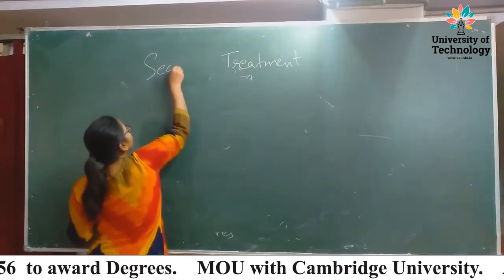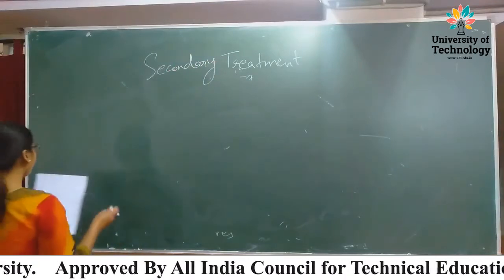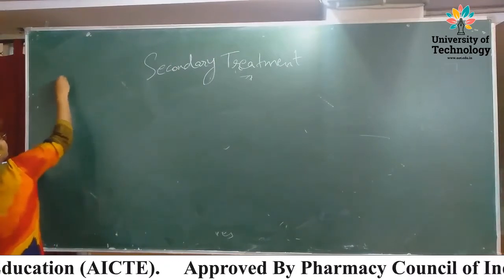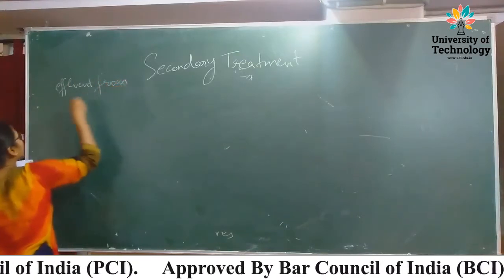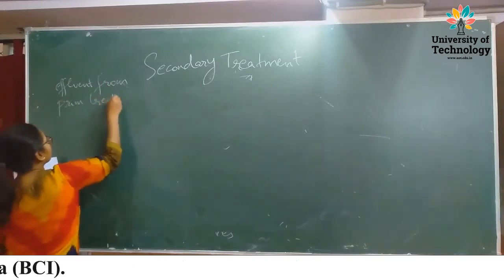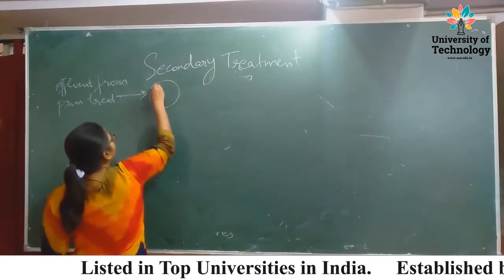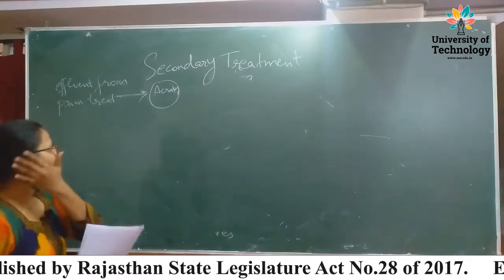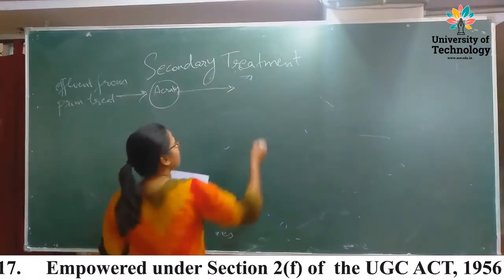Secondary treatment. Let's draw its flow chart first. Effluent from the primary treatment goes into the secondary treatment. Effluent from primary treatment goes to the aerator. Basically, we supply oxygen by mechanical means in the aerator unit. Then it goes to the secondary sedimentation tank.